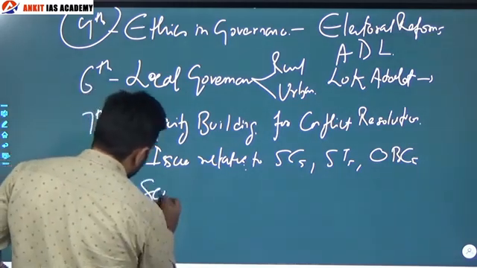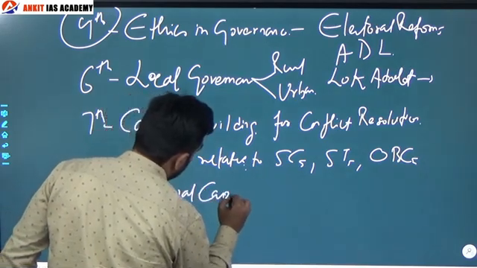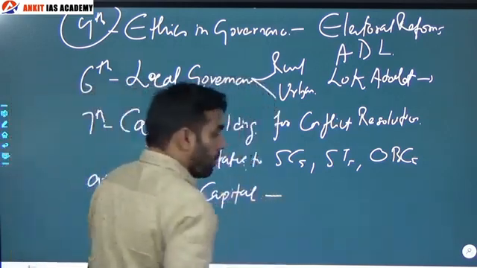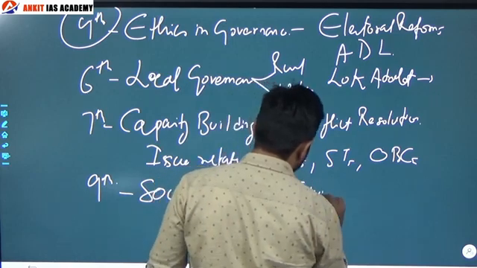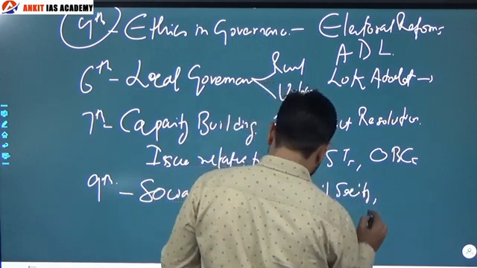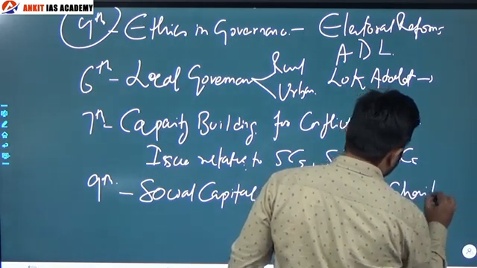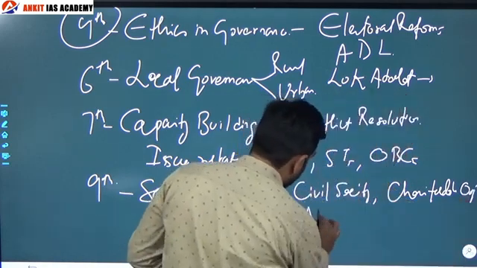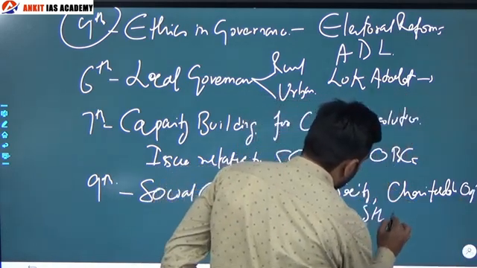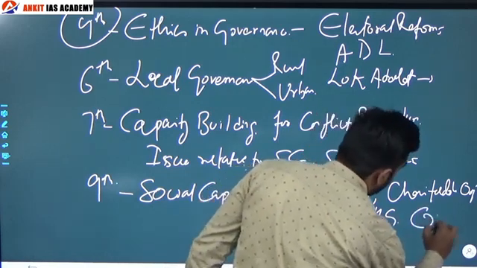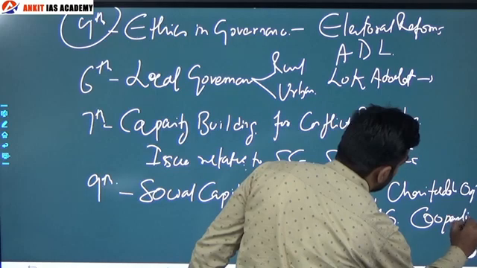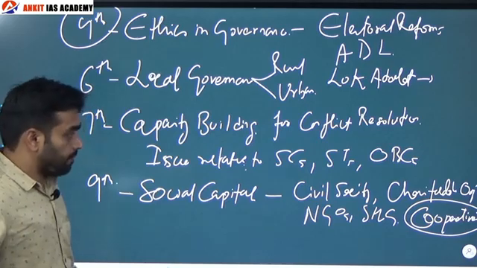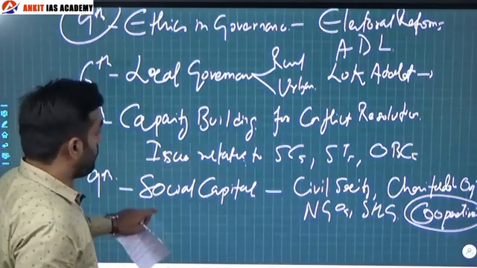This talks about social capital. In this, you will come to know in detail about civil society, charitable organizations directly related to your syllabus, social justice, NGOs, self-help groups, and cooperatives. Part of your polity. Local governance. Fine.